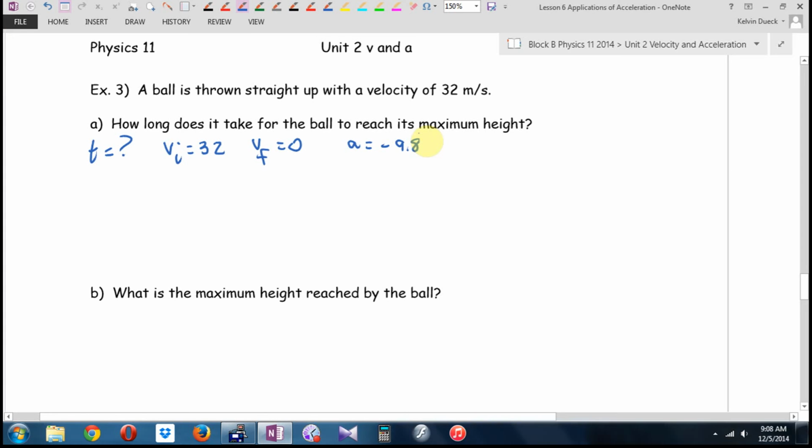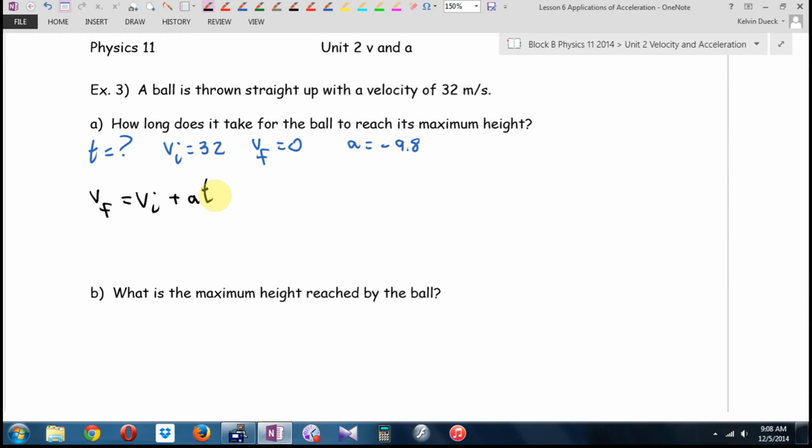I'm looking for an equation that has T, VI, VF, A, and I guess it can't have a D in it. Oscar, you are correct. Let's write this one down. VF equals VI plus AT. Oscar, what are they asking me to find? See it? Do you see it? See where it is? Okay, what side is it on?